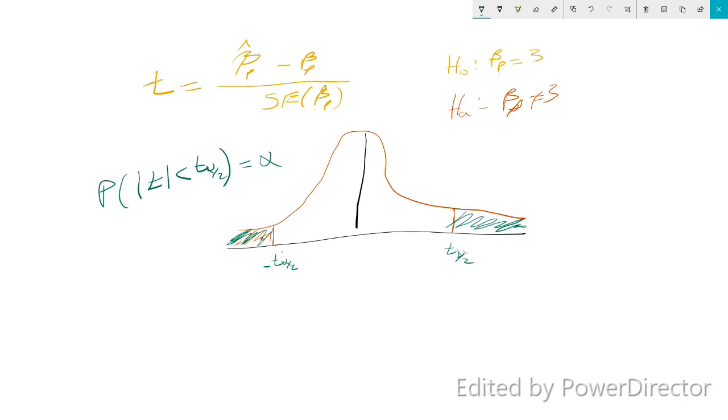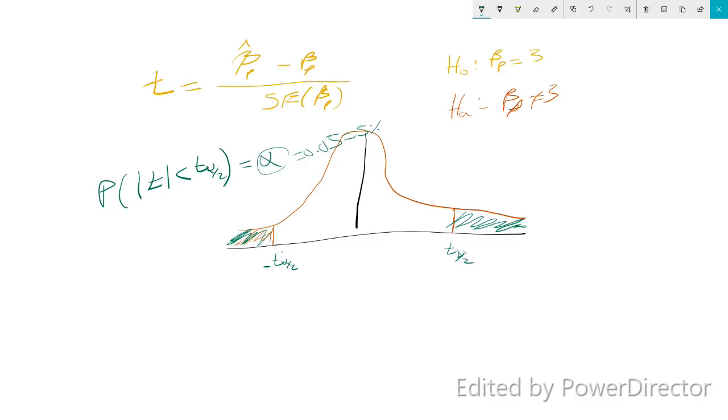Having said this, it is important to note that usually in practice we choose alpha to be 0.05, which is a 5% significance level. Okay, this is what we know about the p-value. No, it's not the p-value, but it is the probability of rejection. If the p-value turns out to be smaller than 0.05, then what do we say? We reject the null hypothesis in favor of the alternative.